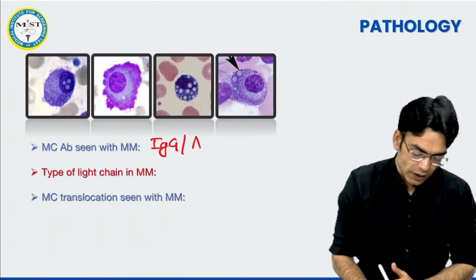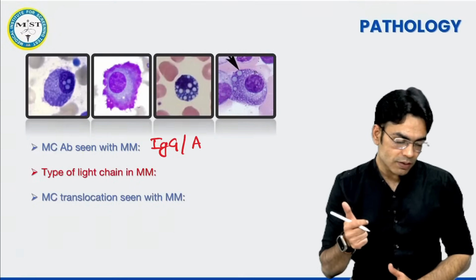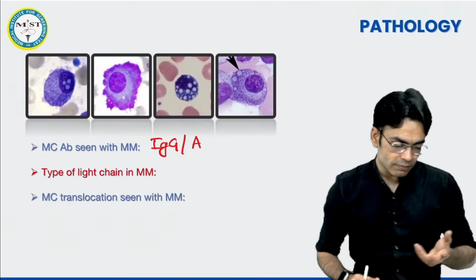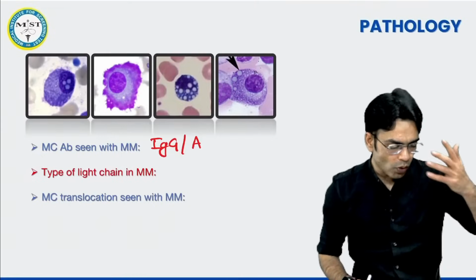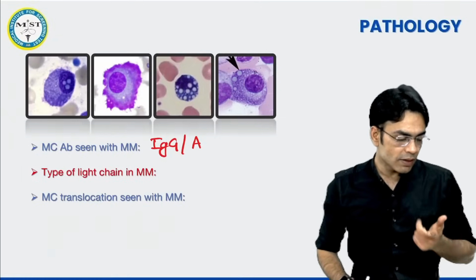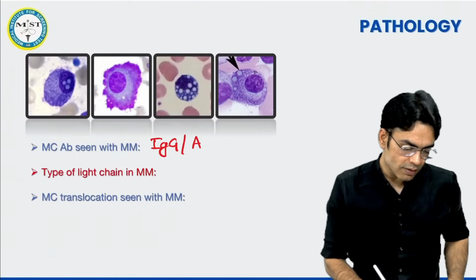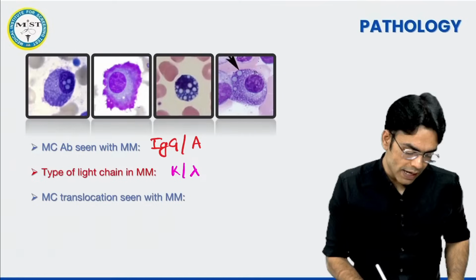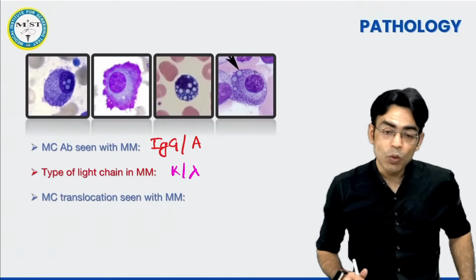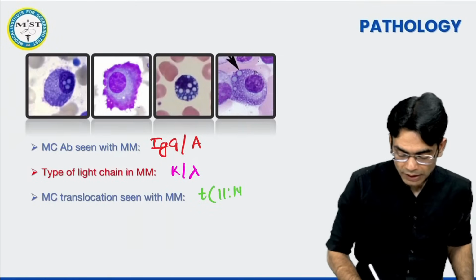If you have not given that, then A. Type of light chain. Very good Ankush, Madhumita. Yes, Ankush, Jatin, Ajay, Bharat. You all know this. Right. Tell the next one, come to the next quickly. Tell me the type of light chain. Type of light chain is, yes, kappa and lambda. And the most common translocation seen with multiple myeloma is 11-14.